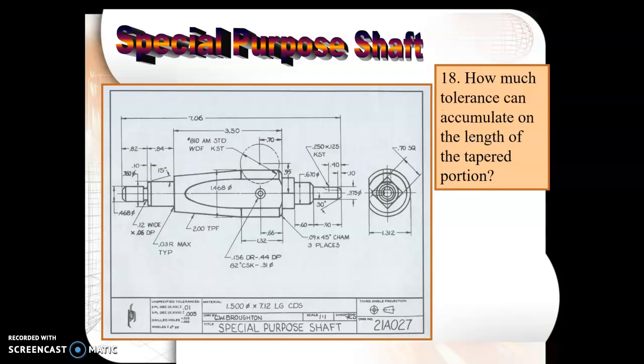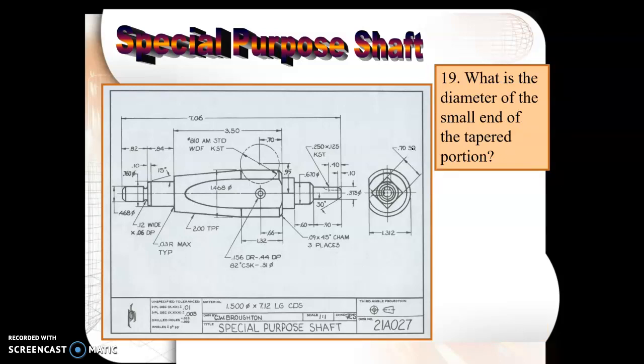How much tolerance can be accumulated on the length of the tapered portion? For that calculation we just did, what's the accumulated tolerance? Well, this dimension has 2 decimal places, and so does this one. And a 2 decimal place dimension has a tolerance of plus or minus 0.01. So we accumulated 2 tolerances. 2 times plus or minus 0.01 is equal to plus or minus 0.02. And that's the accumulated tolerance.